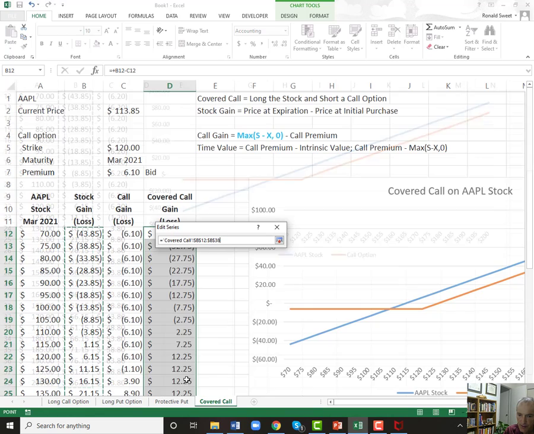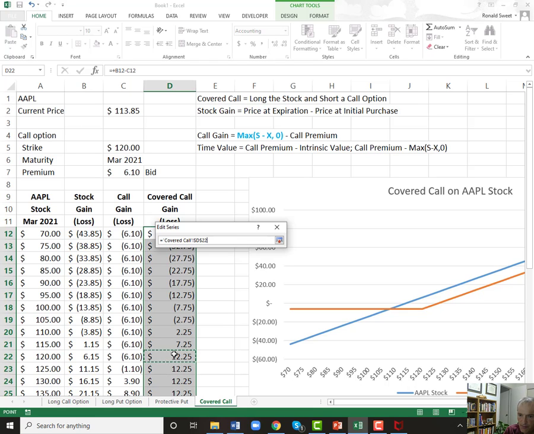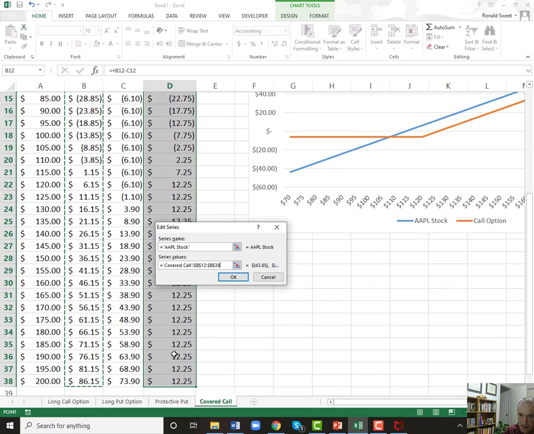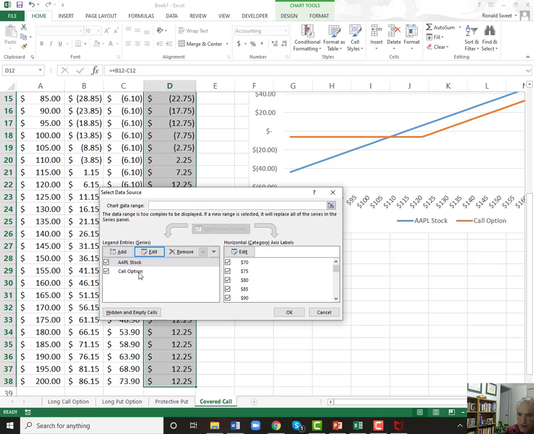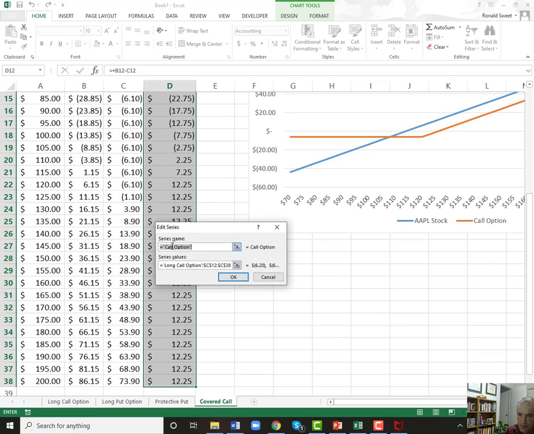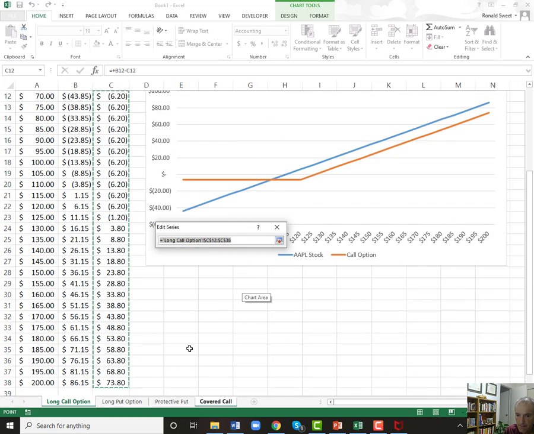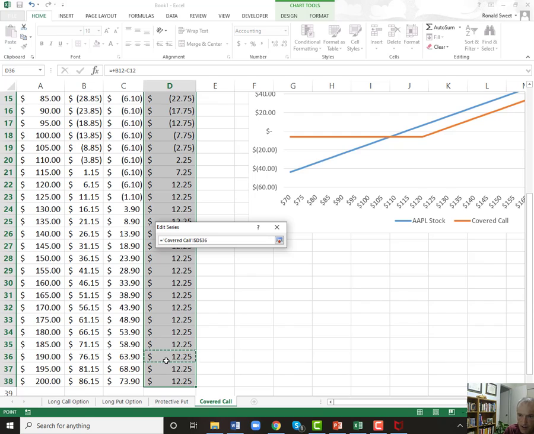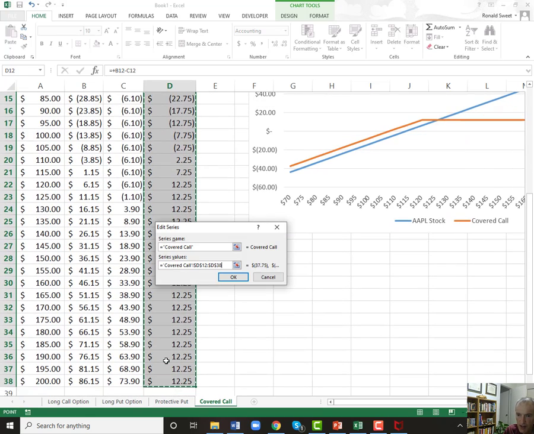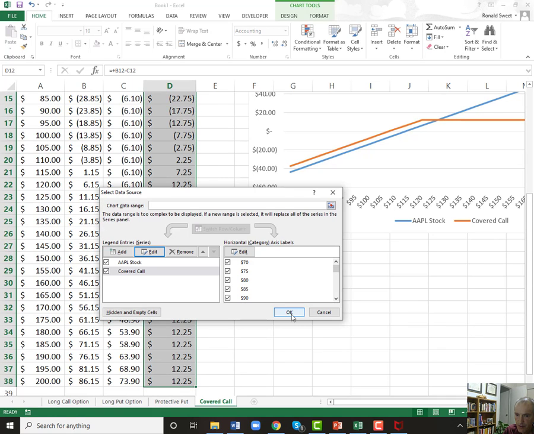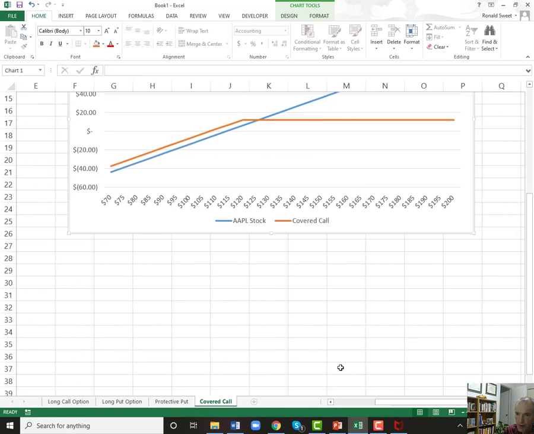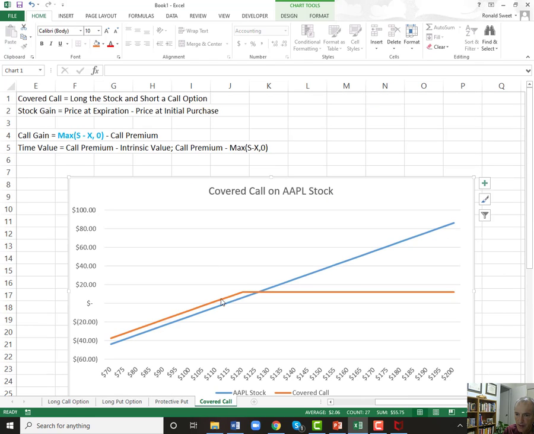Come over here and do the covered call. So the stock is the same, that didn't change. What we need to change is the covered call, and that is actually in this column right here. And you're going to see something like, why in the world would anyone ever do that? Why in the world would you ever do a covered call?